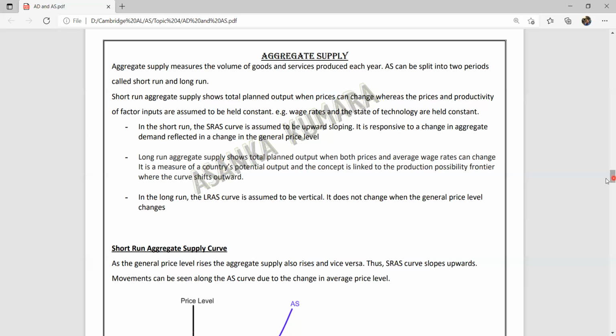Next, in the long run, the LRAS curve is assumed to be vertical. It does not change when the price level changes. It is fixed. Output is fixed, so we can say it is the full employment level of output.